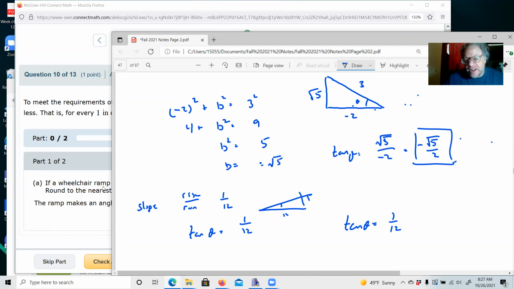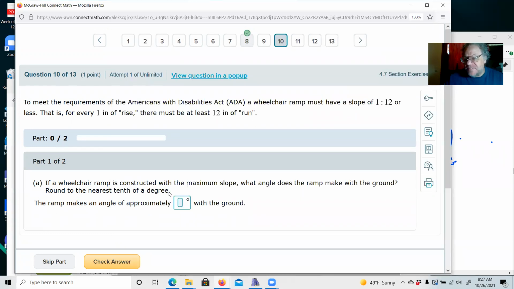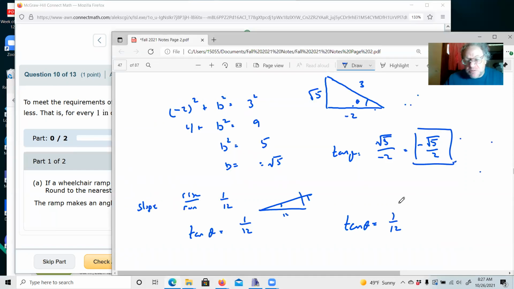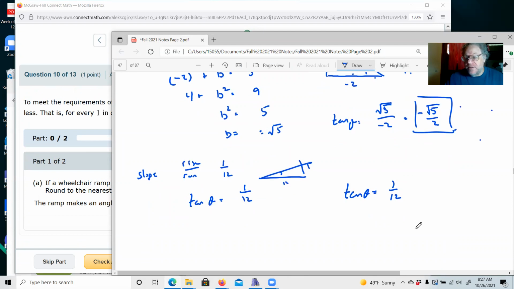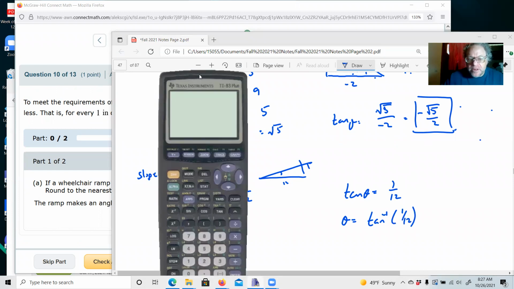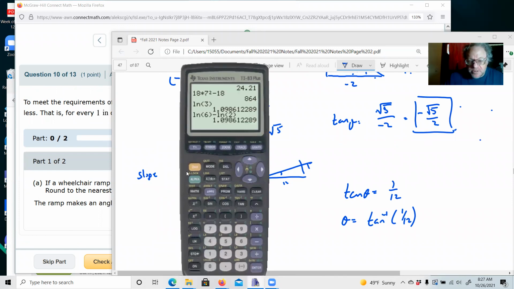They didn't say use a calculator, right? They said find to the nearest tenth of a degree. So when they say find to the nearest 4 decimal places, find to the nearest tenth of a degree, find to the nearest second, something like that, that's when you're allowed to use a calculator, okay? So we would do something like theta is equal to tangent inverse of 1/12. We go to our calculator here. They wanted a degree, so I'm going to make sure I'm in mode. We're in degree right now, so that's fine.